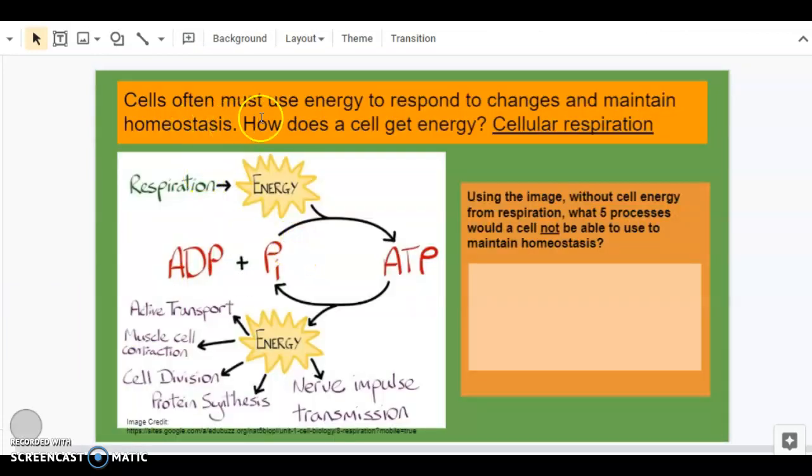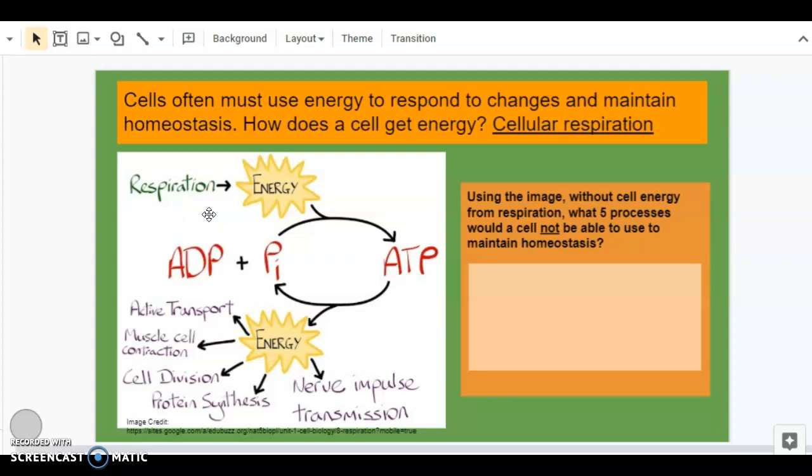Finally, cells often use energy to respond to changes and maintain homeostasis. But how do they get that energy? In a previous presentation, we learned that all cells, plant cells, animal cells, bacteria cells, use cellular respiration to take glucose, which it might have transported in by active transport in response to an insulin hormone. See how this all works together?